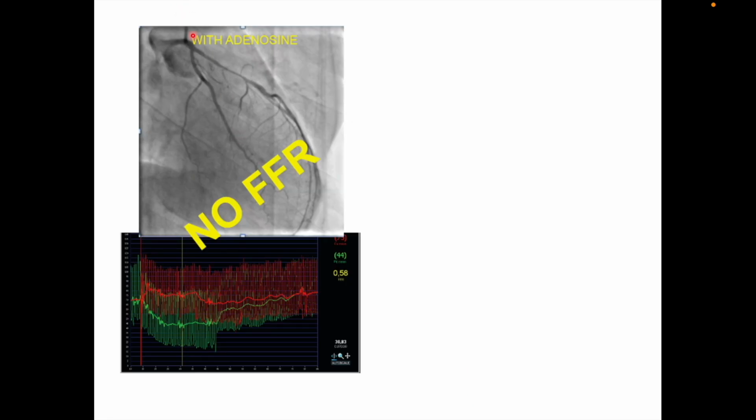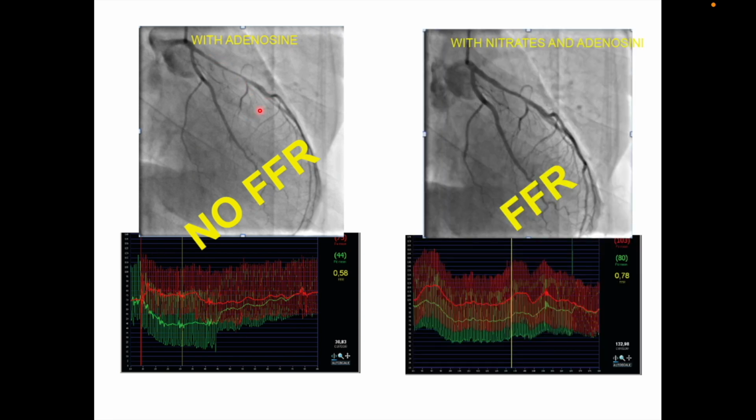Now you can see the LAD here, and the patient has received adenosine and the FFR is 0.58. I've still written here "no FFR." Why have I done that? Because we haven't mentioned use of nitrates in this. If you don't give nitrates, you don't remove the epicardial spasm. That is a possibility. So is this spasm or is this disease? Once we give nitrates, look how this artery has opened up. Look at the LAD, and the FFR has now gone up to 0.78.